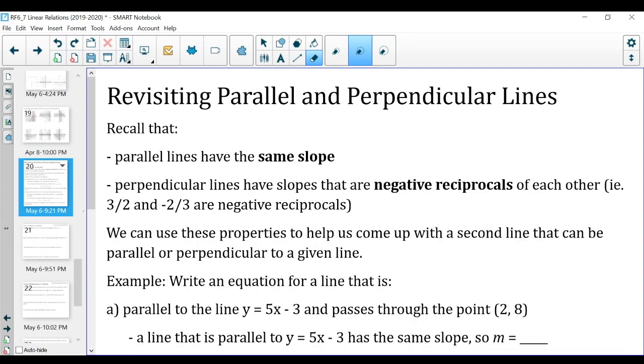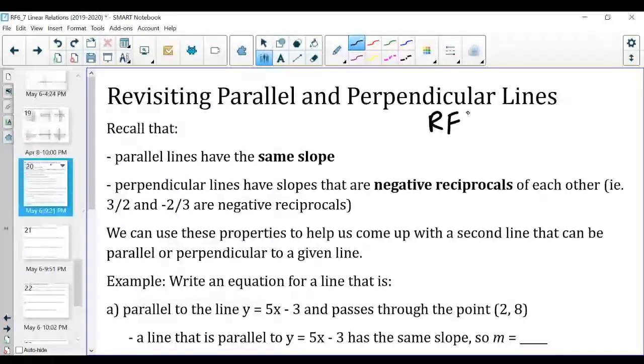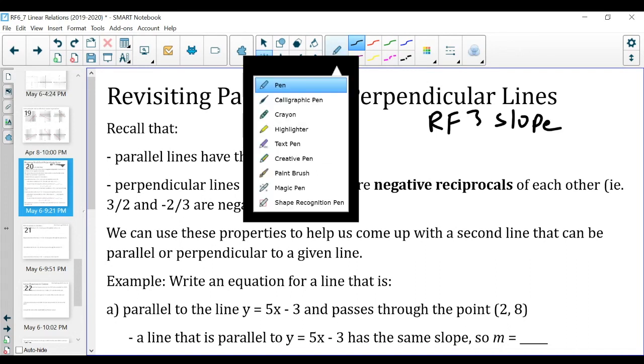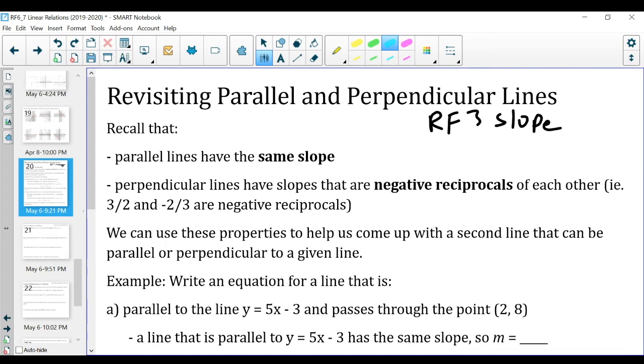So now we're going to go back and look at parallel and perpendicular lines. Just recall from RF3, our unit about slope, that we discussed two different types of lines relating to slope, perpendicular and parallel lines. They have two unique characteristics. The first one being that your parallel lines are going to have the same slope.